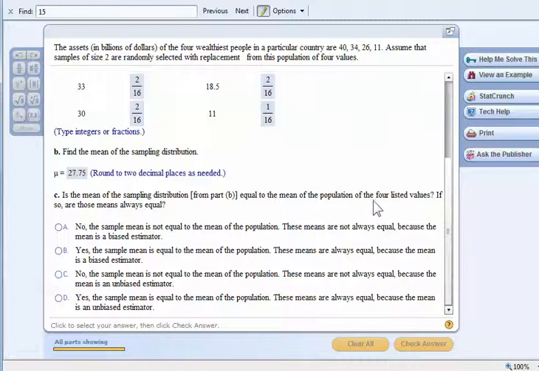And then, is the mean of the sampling distribution from part B equal to the mean of the sampling distribution of the forward listed values? In other words, does it actually target the population mean? And if so, are those means always equal? Well, that is a big question that you would have to believe from the reading, because we're not actually proving it. Truly, we're not proving it. But that is one of the things that we learned.